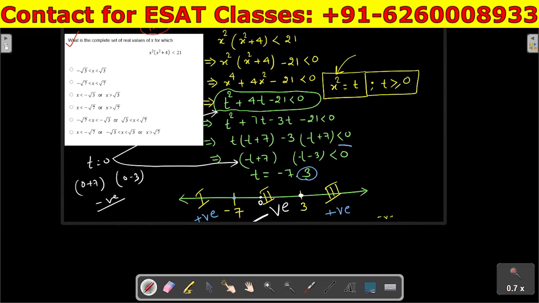Now read the question, what you want. We want a negative sign. So negative sign is where?